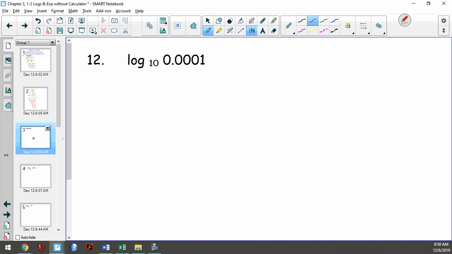Okay, number 12. This is a logarithm. Our brains don't think in logs. What are our brains thinking? Exponentials. So what is this thing equal to? You don't know, right? So you're going to set it equal to x. And you're going to write this as an exponential. 10 to the x is equal to 0.0001. What fraction equivalent would 0.0001 be?